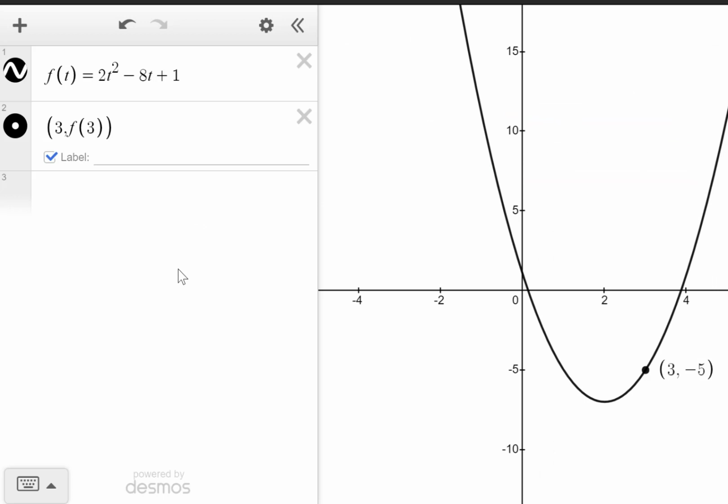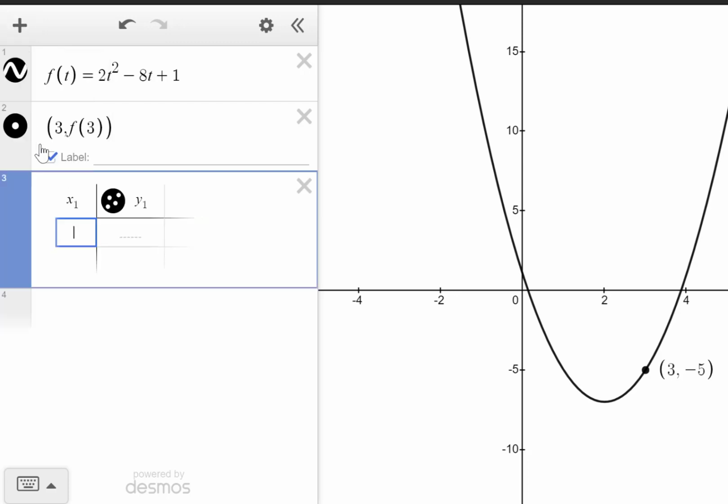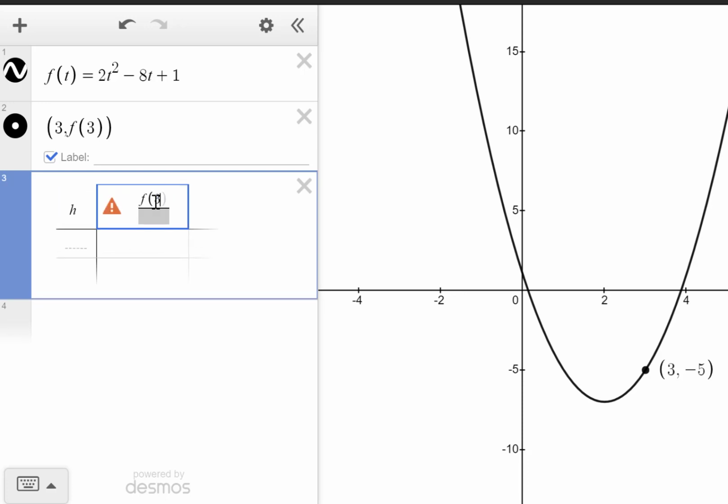In Desmos, I've defined the function. I've also plotted and labeled the point that we're interested in at t equals 3. We're going to add a table. We're interested in having Desmos display average rates of change from t equals 3 to points very, very near t equals 3. So we're going to plug in an input of h and an output of f of 3 plus h minus f of 3 all over h, the difference quotient at t equals 3.